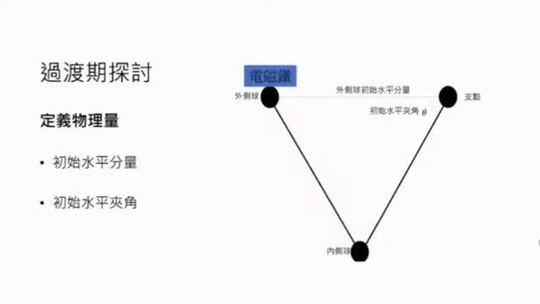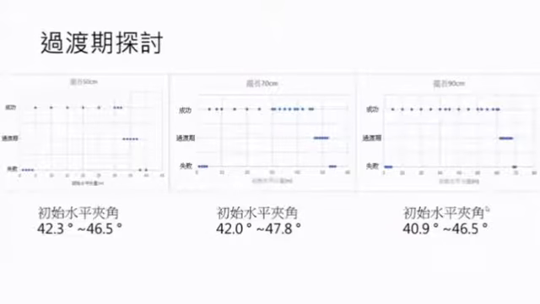Next, I will introduce the parameter, the initial horizontal component, and the initial horizontal angle. The initial horizontal component is this length, and the initial horizontal angle is this included angle. Moreover, let's define what kind of experiment is called transition. Our definition of transition is that when the inner ball cannot make a complete pendulum movement, we call such an experiment a transition. In this picture are the results of our experiment.